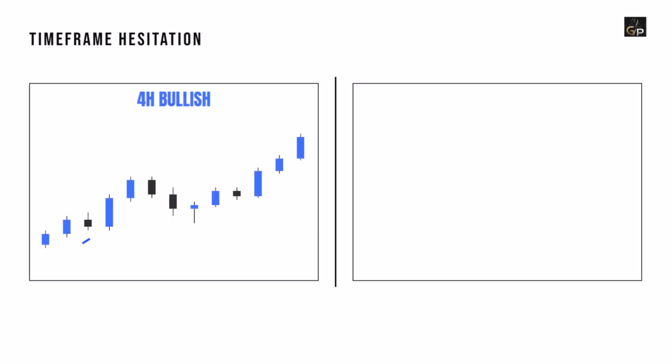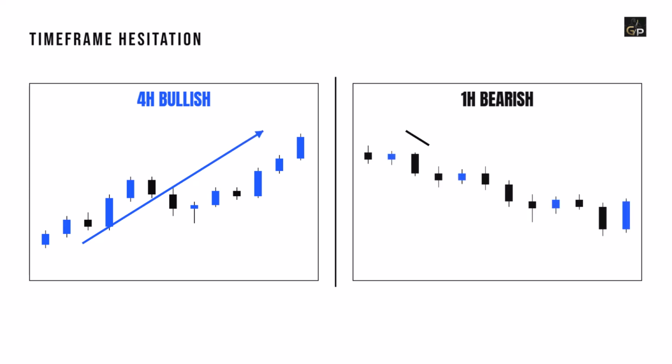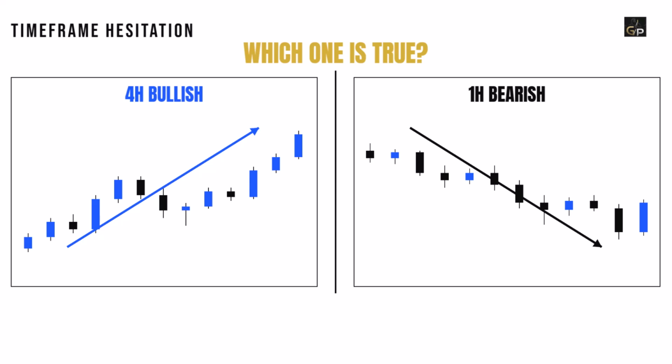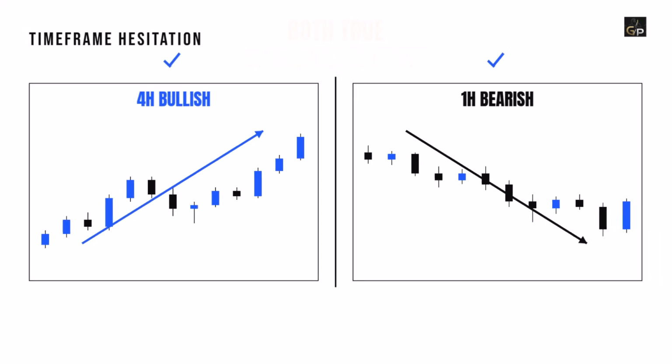The second thing we need to establish is the one that causes the most hesitation in practice. Your 4-hour is bullish. Your 1-hour is bearish. You sit there trying to work out which of them is telling the truth, and the honest answer is that they both are, and that this was always going to happen.